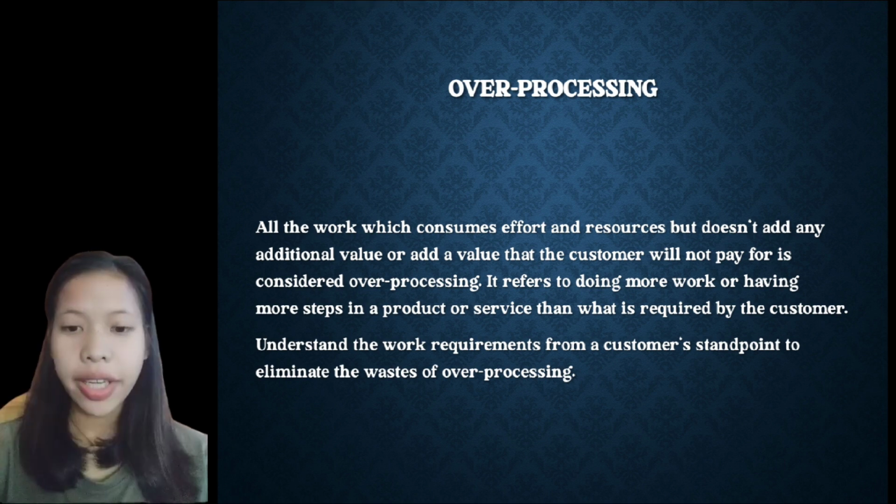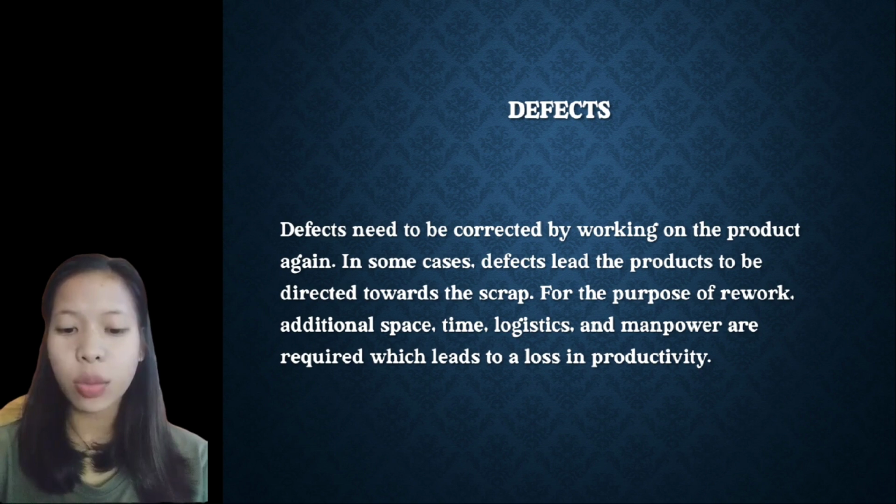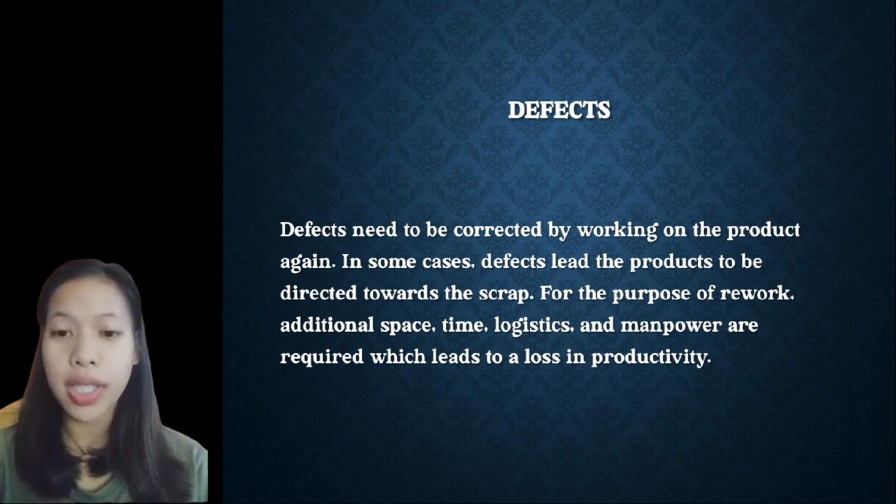And then next is defects. Defects need to be corrected by working on the product again. In some cases, defects lead the products to be directed towards the scrap. For the purpose of rework, additional space, time, logistics, and manpower are required, which lead to a loss of productivity. Let's say, for example, a certain product has many defects. Those defects will be thrown in the trash or can no longer be used, so they become waste, and it results in a loss of productivity because of the budget spent on them.